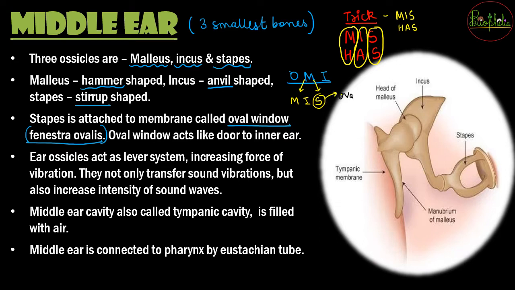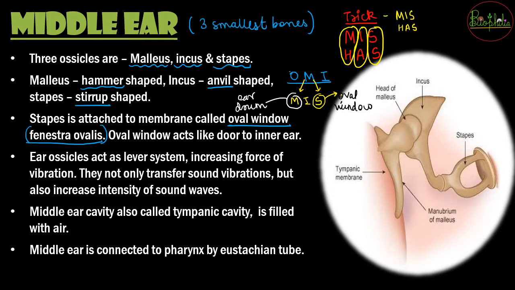वो किसको connected है? It is connected to the oval window. But the malleus is going to be connected to the tympanic membrane, or you can say it is connected to the eardrum. So that is what is to be remembered.